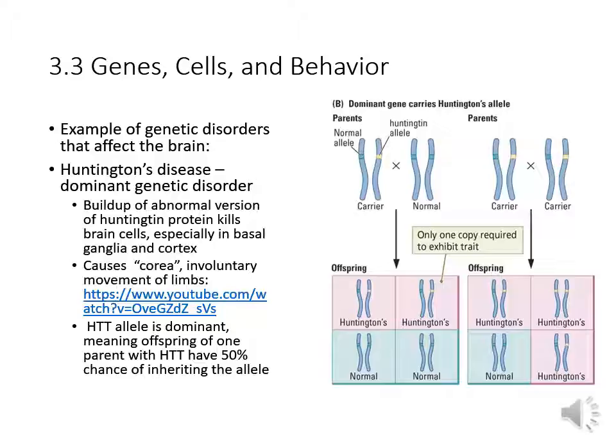The allele for this disease is dominant. If you look over on the right here, you'll see that it means that offspring with one parent who has it have a 50% chance of getting the disease. If there are two parents who carry the dominant gene, there is a 75% chance of inheriting the disease. But notably, only one copy is required to inherit Huntington's disease.